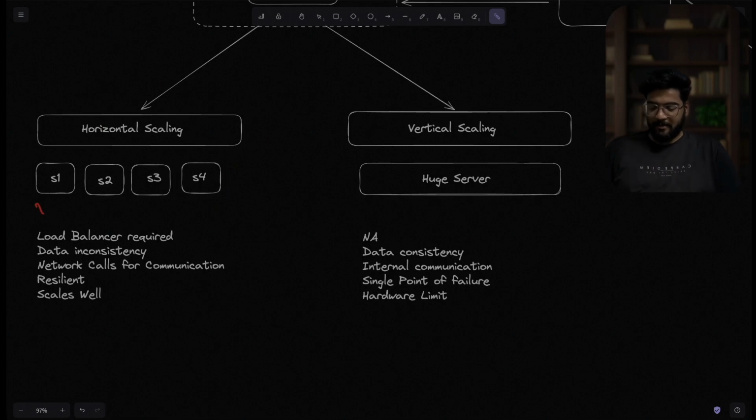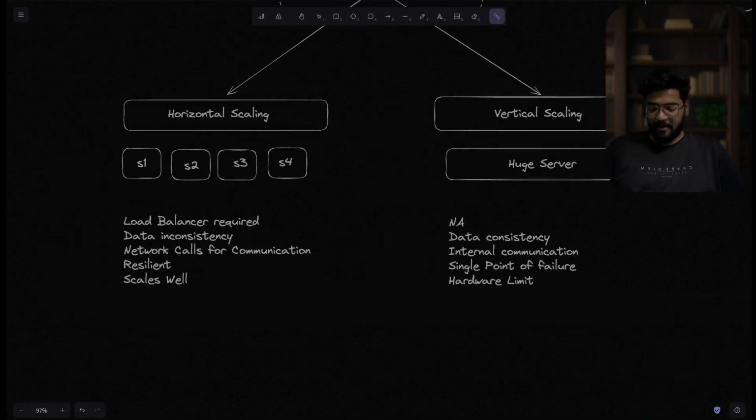Now let's say we have multiple servers. Just for example, I have said S1 to S4, and for vertical scaling we have a huge server in which we have increased the resources as much as we could. Now, discussing the trade-offs.